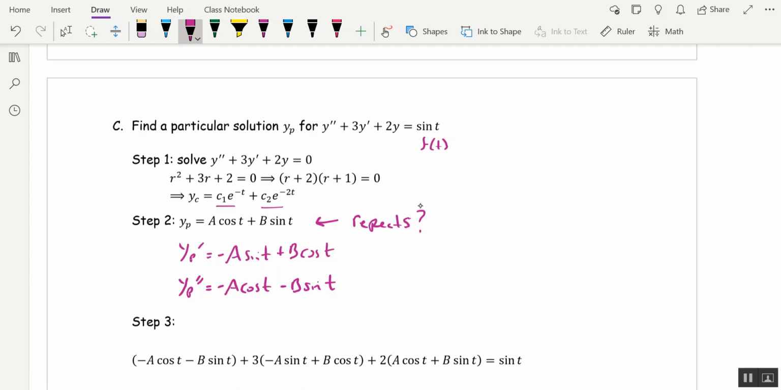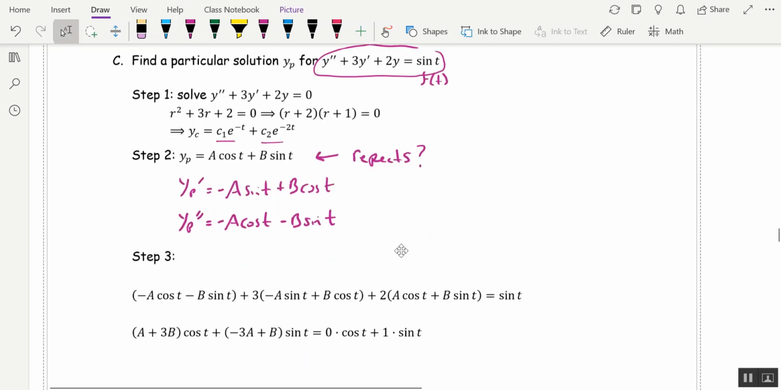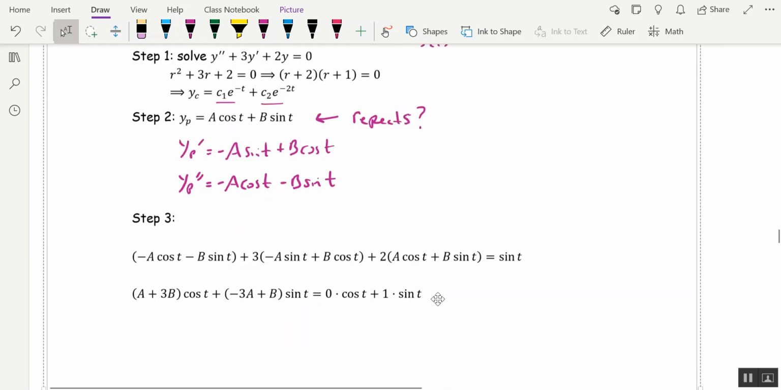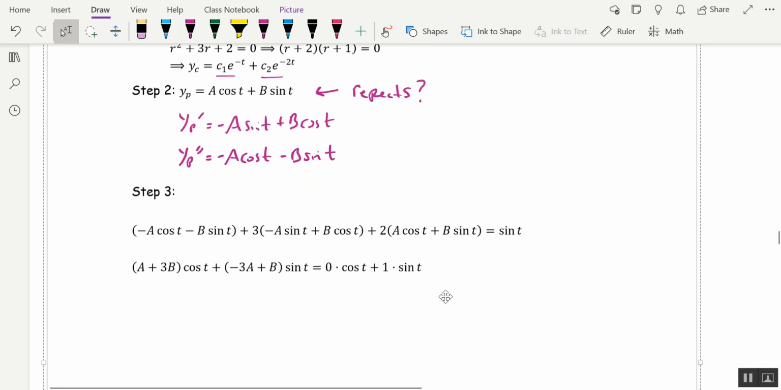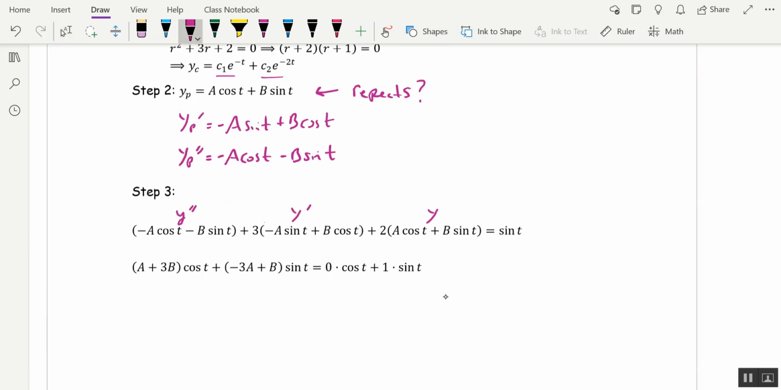Step 3, I want to plug all that information into the original differential equation. I started us out. These take a while to do, and it's easy to make a mistake, so make sure you write down your work pretty carefully as you're going. Once you plug in, you want to combine the coefficients of sine and cosine on the left.